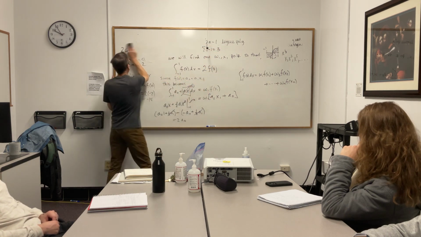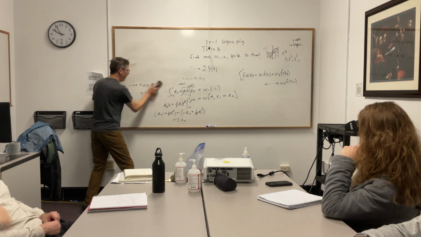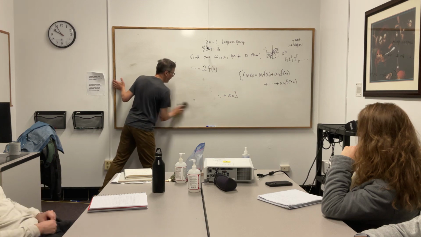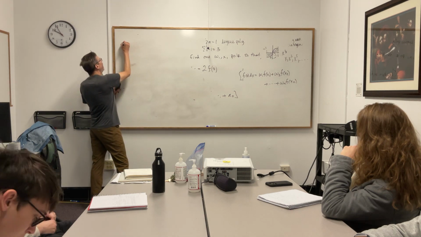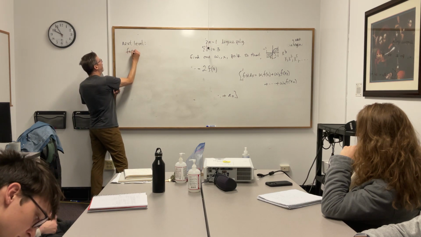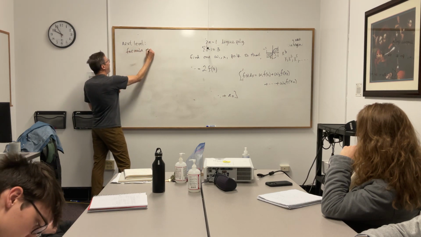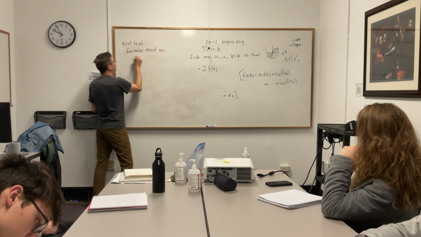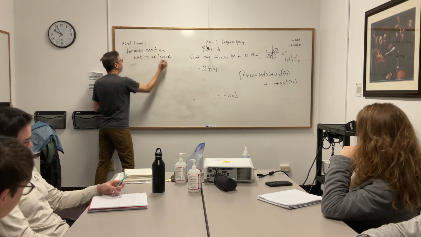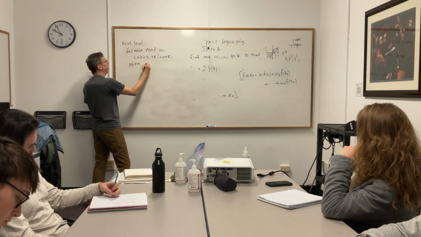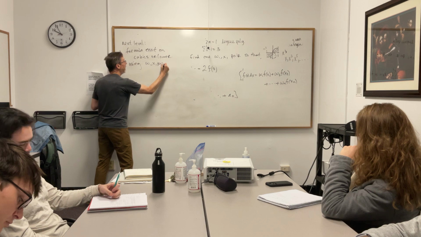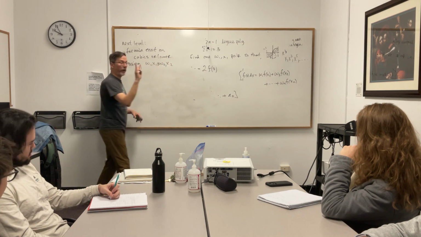So our next formula, let me write that up in words. I want you to at least have this on the recording. So next level, formula exact on cubics or lower, using W1, X1, W2, X2. So 4 unknowns.